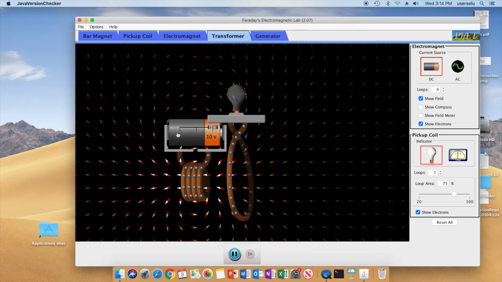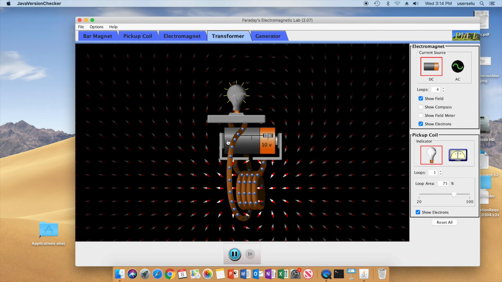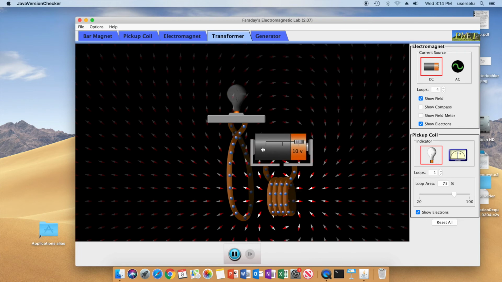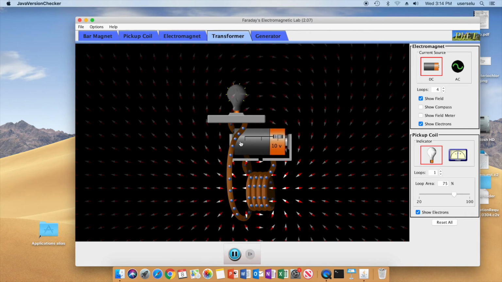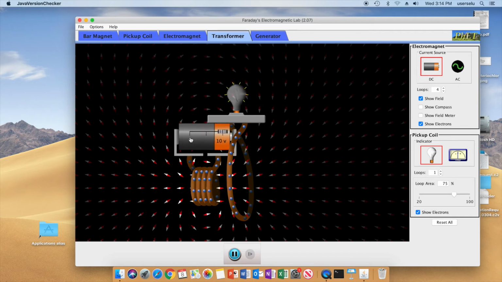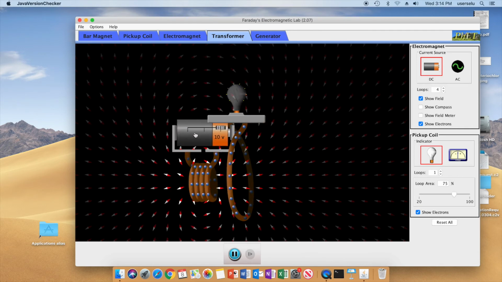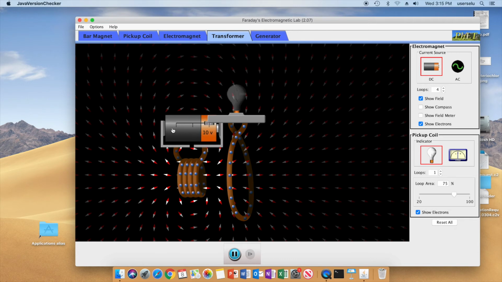Once I start moving it, notice the light bulb is coming on. I have a constantly changing flux as I move the primary through the secondary. As it gets closer to the secondary, the flux is going up. As it goes away from the secondary, the flux is going down. As long as there's a change in flux through the secondary coil conductor, there is a generated EMF, or electromotive force, voltage, current, in the secondary circuit.